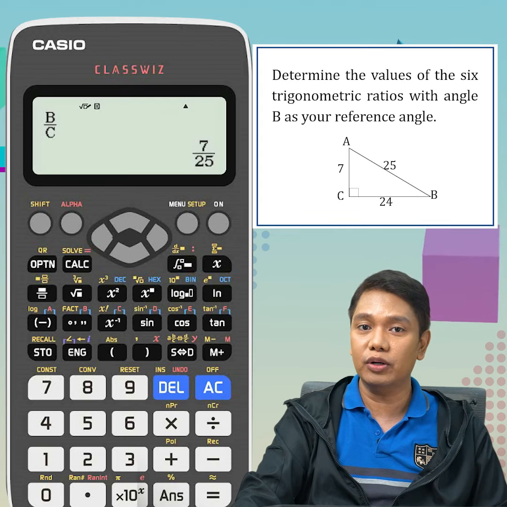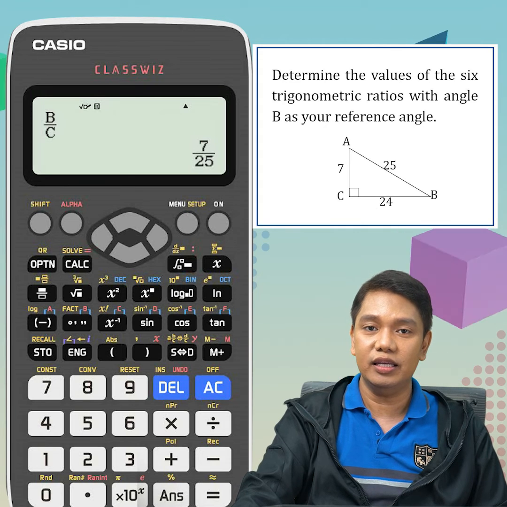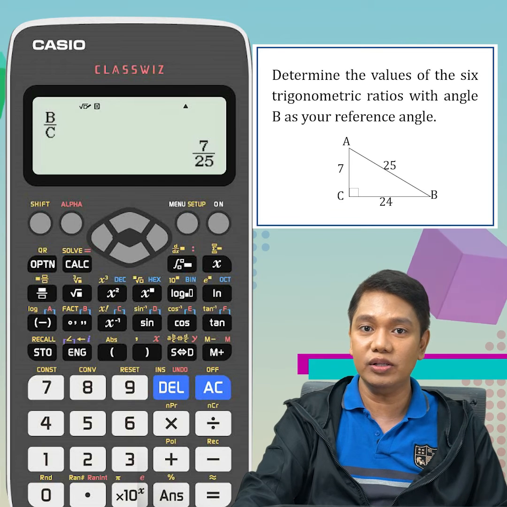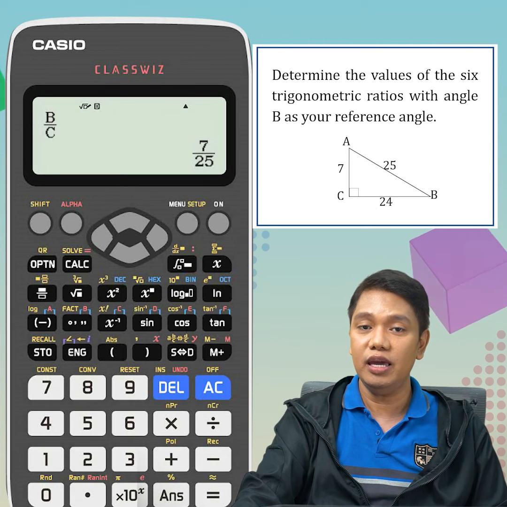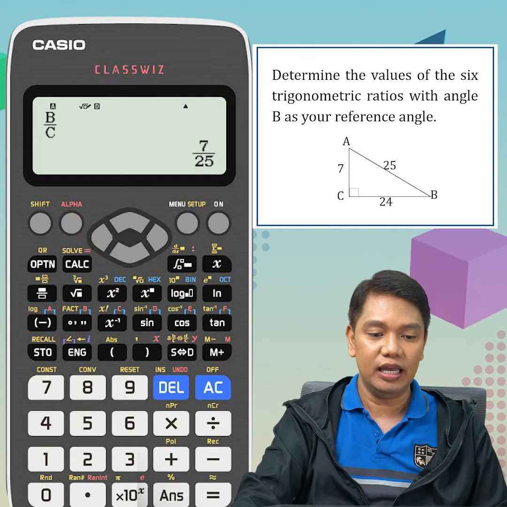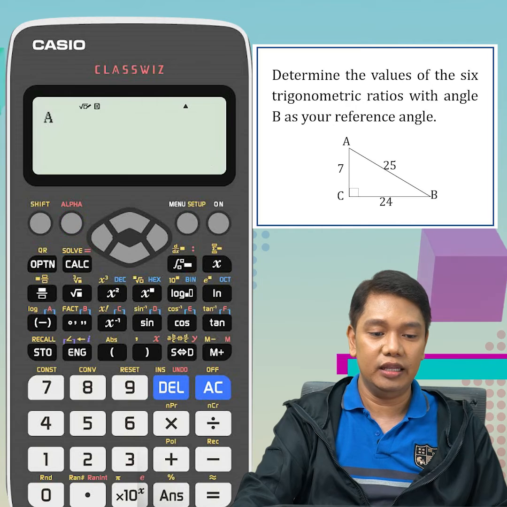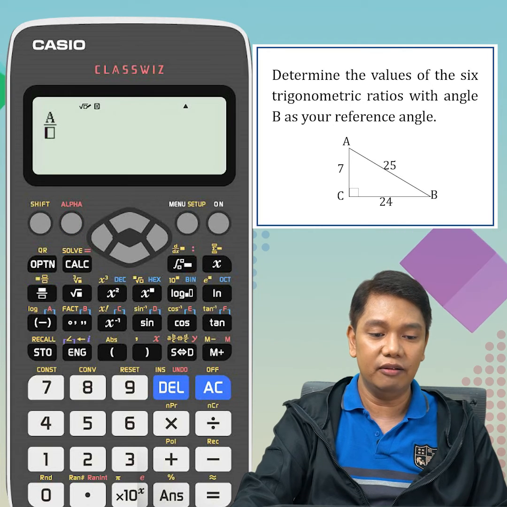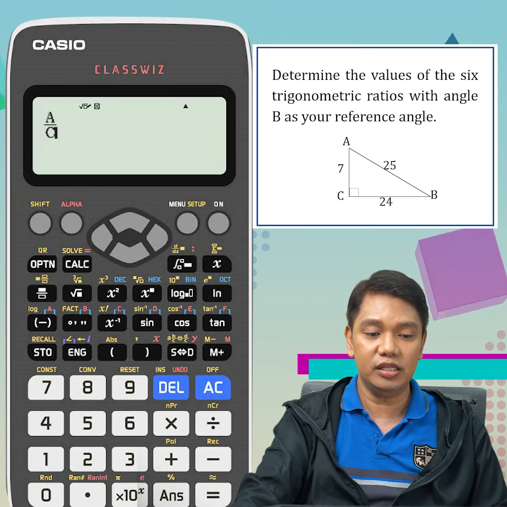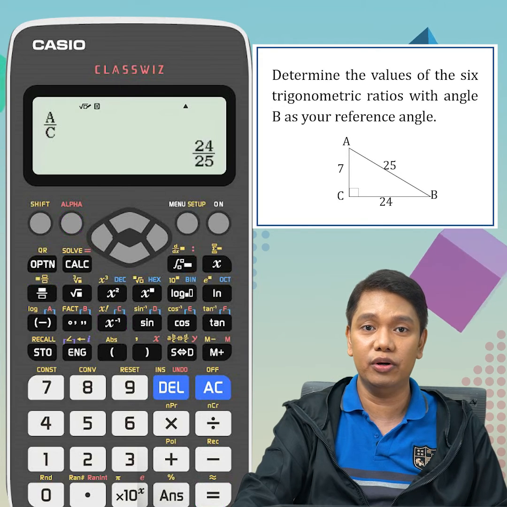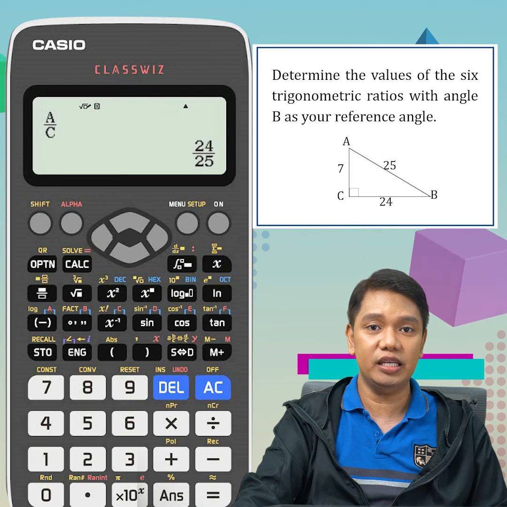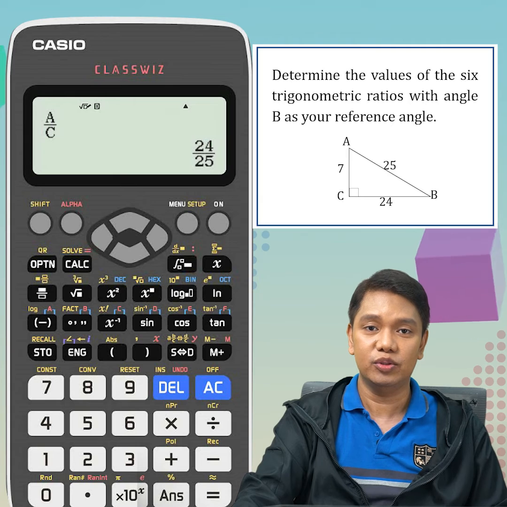To compute for cosine B, that is adjacent side over the hypotenuse, that means cosine B is A over C. Doing so, press alpha and then the negative symbol and then fraction bar and then alpha, the inverse button, so we can have A over C. Pressing equals, we have 24 over 25. Therefore, cosine B is 24 over 25.